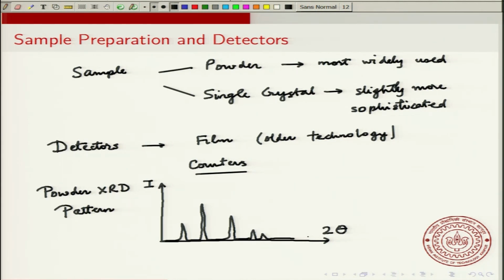Okay. So, with this I will conclude this lecture. This is the 4th lecture of week 8, and in the next lecture we will review what we learnt in this week and do some practice problems. Thank you.